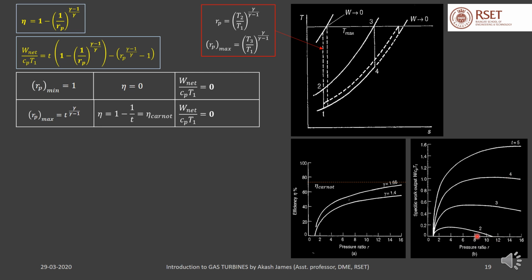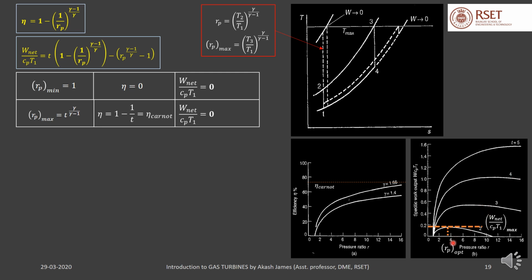Now, since the specific work output at minimum and maximum pressure ratios is 0, the work output will be maximized at a point between these two pressure ratios. The pressure ratio corresponding to that we will call the optimum pressure ratio. So the maximum specific work output is this. Corresponding to that we have a pressure ratio that we will call the optimum pressure ratio. An optimum pressure ratio will be there for all the t values.